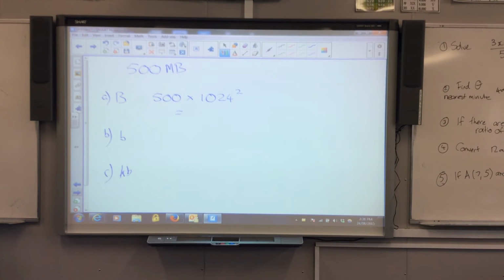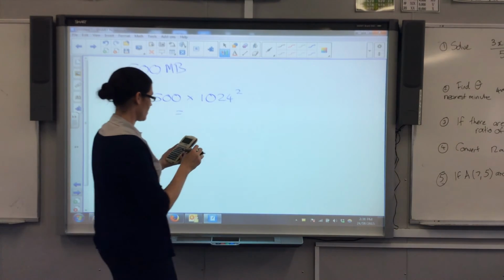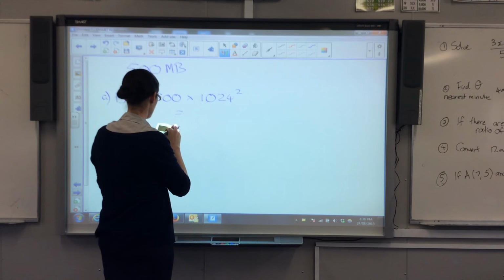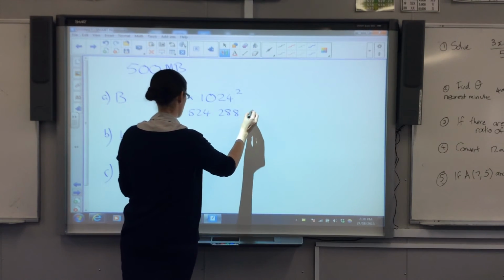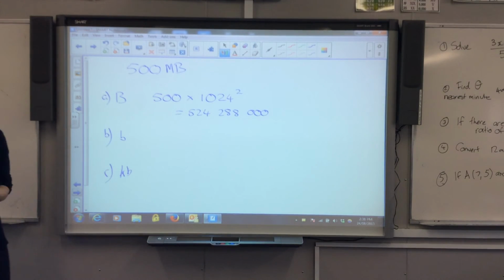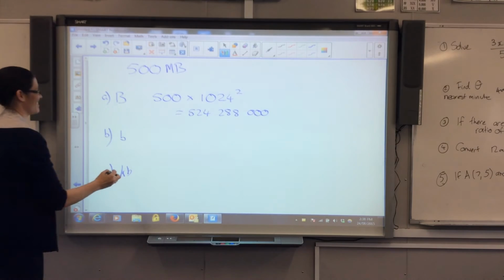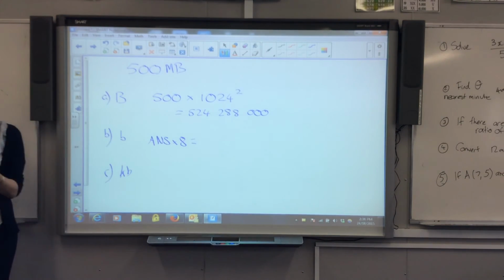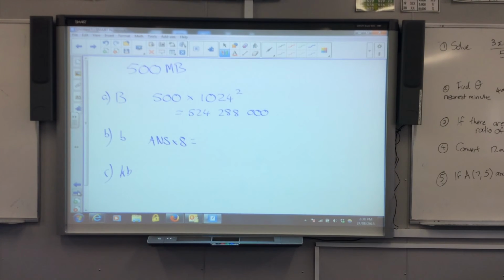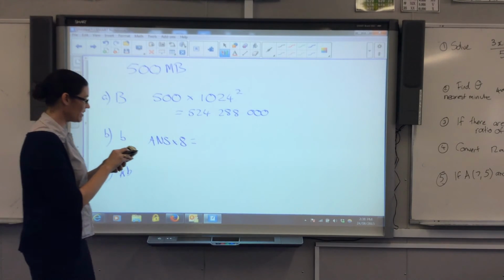It's 1,048,576 times 500. That's how many bytes I have. How do I convert that to bits? Times it by 8. There's always 8 bits in a byte. And you get an even bigger number.